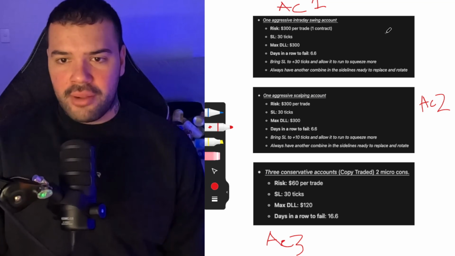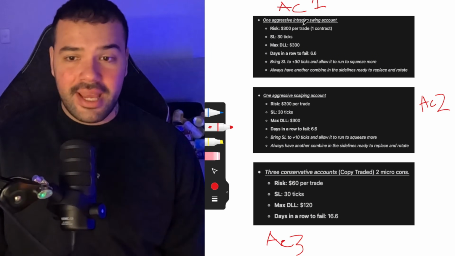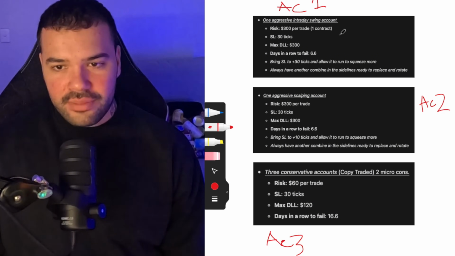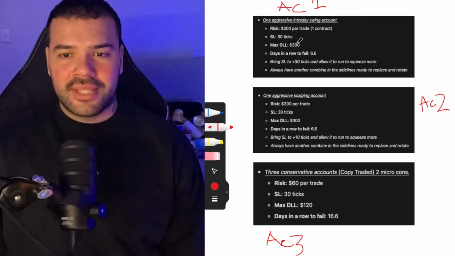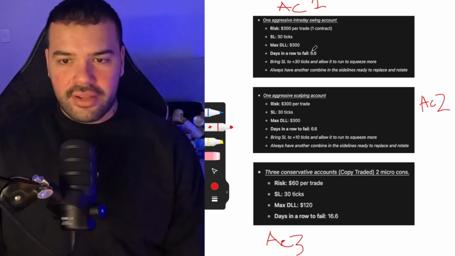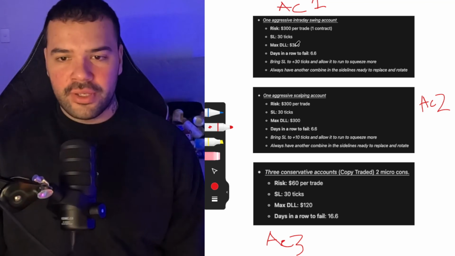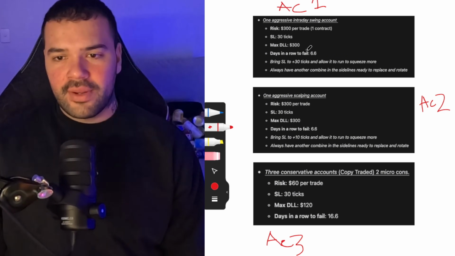This is my risk parameters. So for my aggressive, my gambling account, I risk $300 per trade using 1 contract on gold, stop loss of 30 ticks, maximum daily loss limit of $300. So I'd have to fail 6.6 days in a row in order to blow that account. So still fairly reasonable for a prop account.